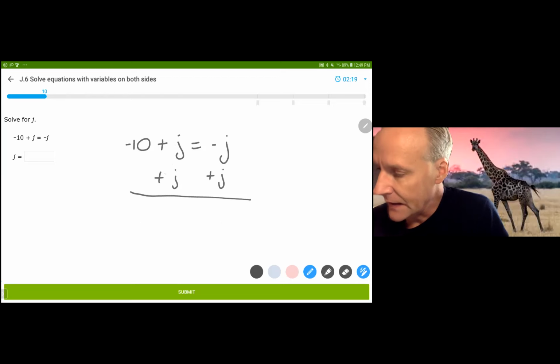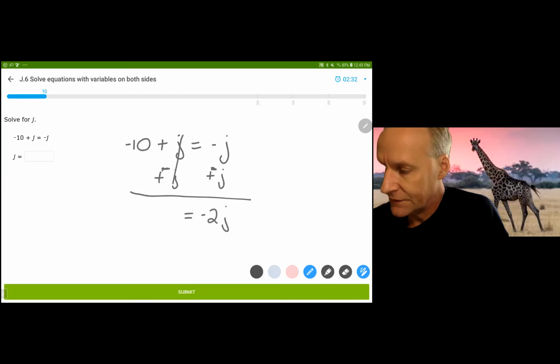If I add negative j, however, to both sides, I have 2 negative j's, or negative 2j, on this side. And on this side, j plus negative j is 0, and I have a negative 10. And then I just have 1 more step, divide by the negative 2. And j is equal to positive 5.